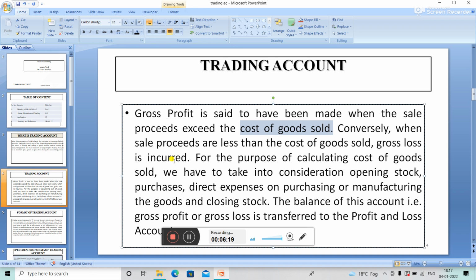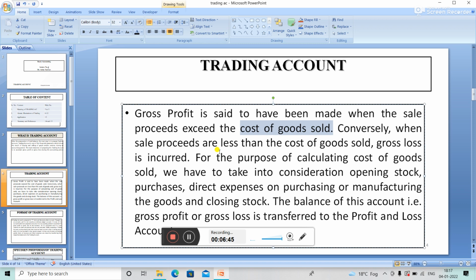So in this case, it is reflecting that we are having more income as compared to expenses. So in this case, we are going to incur this gross profit. Okay, I hope this is clear. And further, whatever the balance, if I call it gross profit or gross loss, further these balances will be transferred into the profit and loss account.